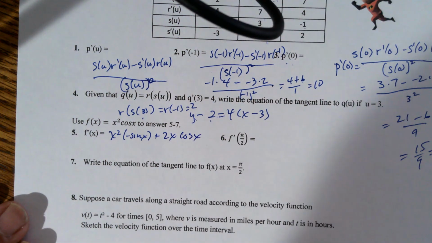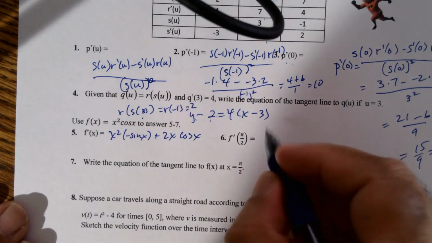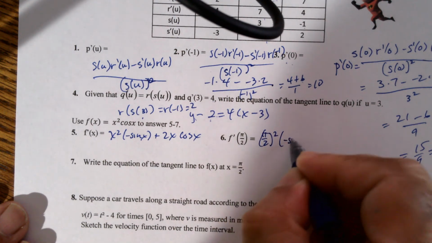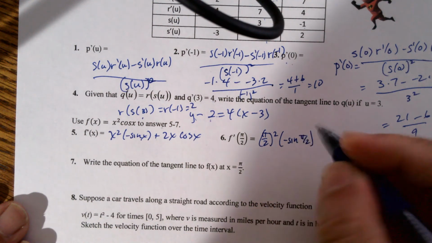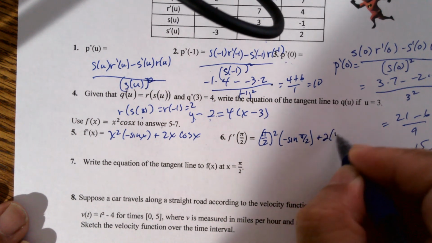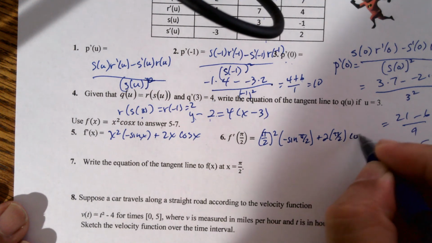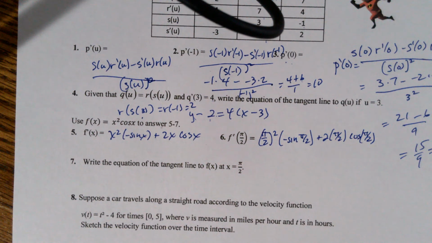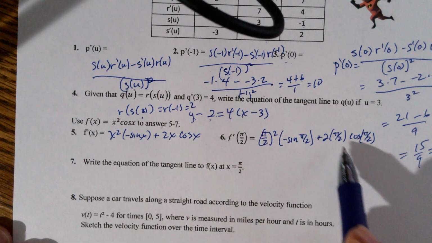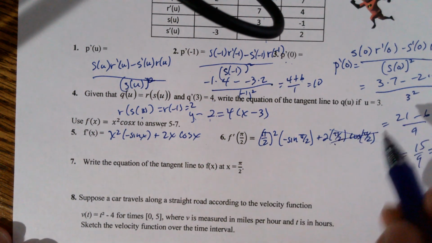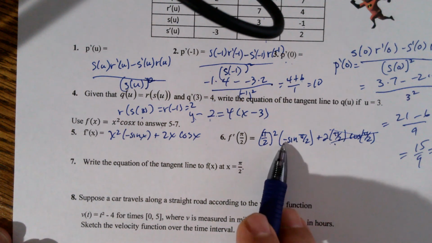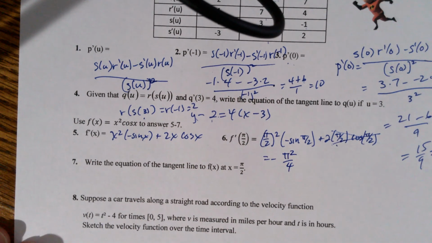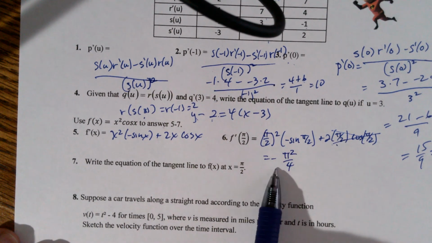And that's that. Number 6 wants you to plug pi over 2 in. So it's pi over 2 squared times negative sine of pi over 2 plus 2 times pi over 2 times the cosine of pi over 2. Cosine of pi over 2 is 0, so that gets wiped. Sine of pi over 2 is 1, so it's negative 1, so it's equal to negative pi squared over 4. Square that, then apply the negative sign.